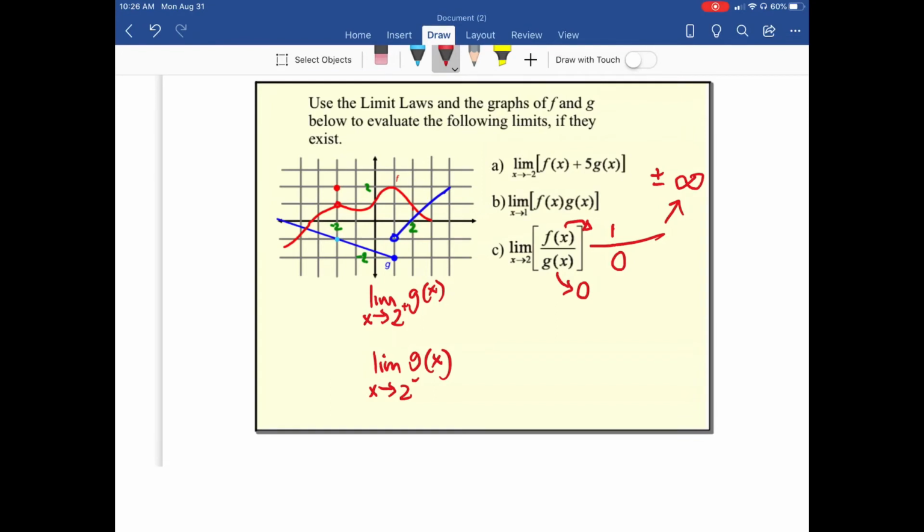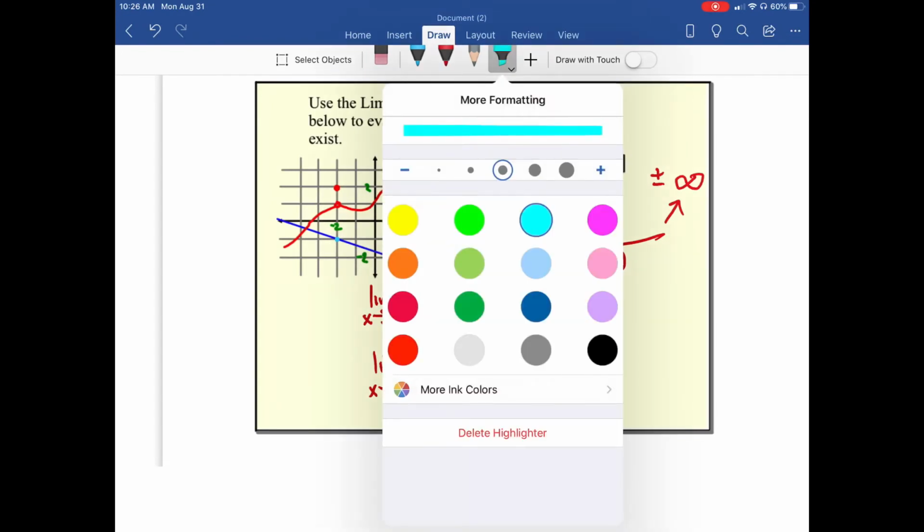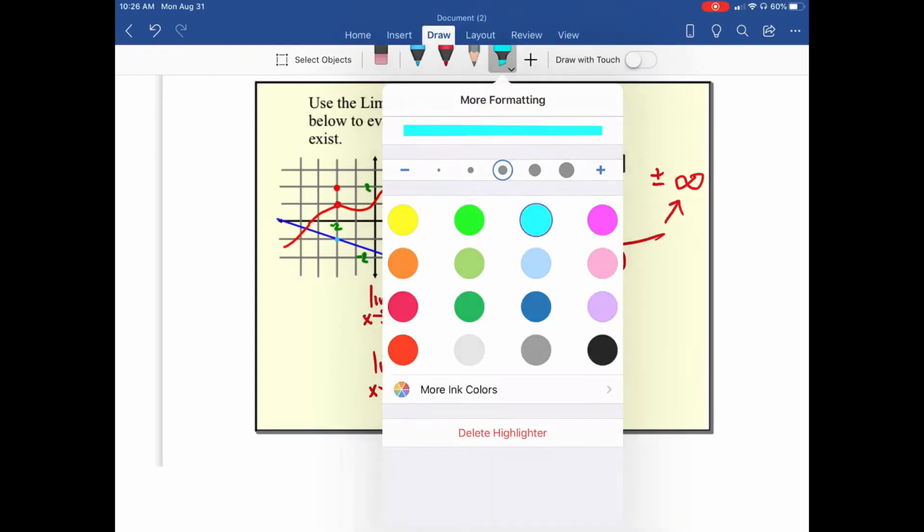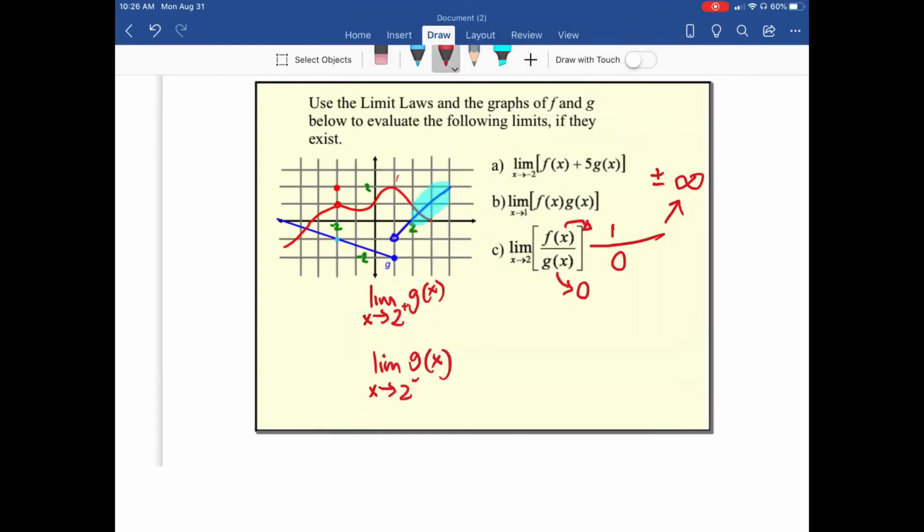As I'm approaching 2 from the right, I hope it's clear to you that my values are approaching 0, but from a positive direction, right? So this is approaching 0, but it's a small positive number. And 1 over a small positive number that's getting closer and closer to 0 approaches infinity, positive infinity to be more specific.